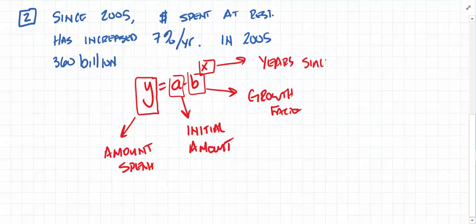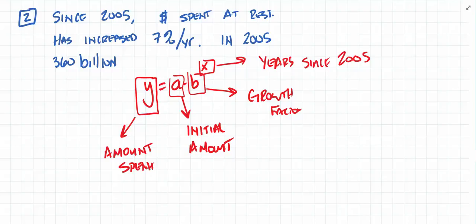Yeah, years since 2005. So before you start a word problem, it's really important that you can identify what each variable means and represents in the problem. You should be able to say to yourself, okay, y is going to represent my answer I'm looking for, a is going to represent my initial amount, b is going to represent my growth factor, and x is going to represent number of years since 2005, because that's where we're starting from. That process that we just did is probably the hardest and the most important process. The rest of this stuff is just calculator plug and chug, right?